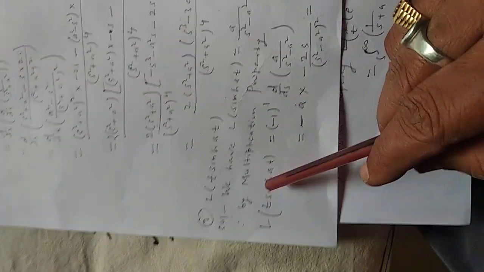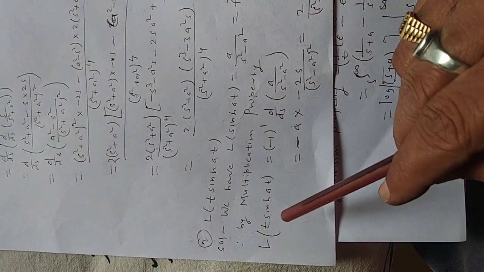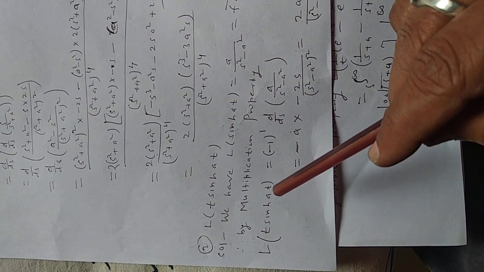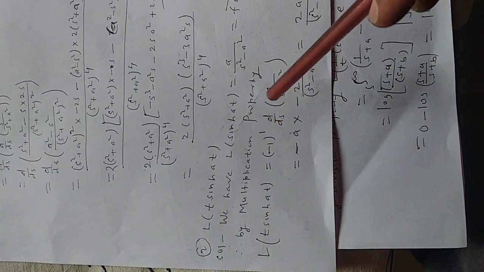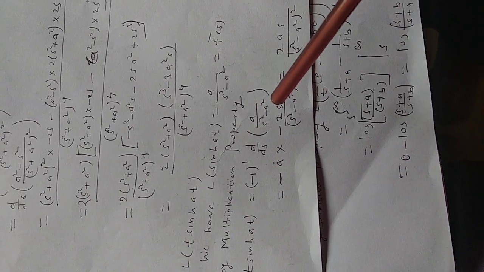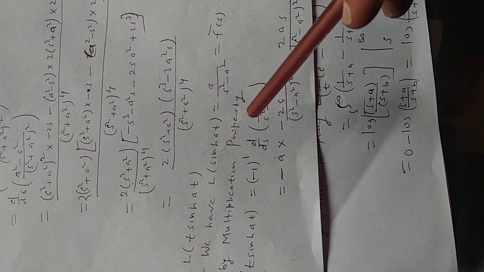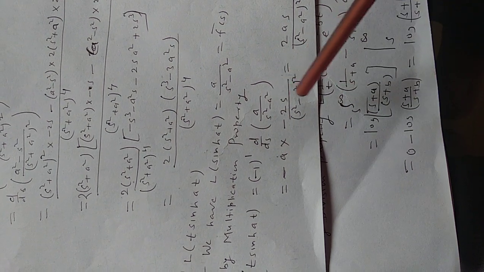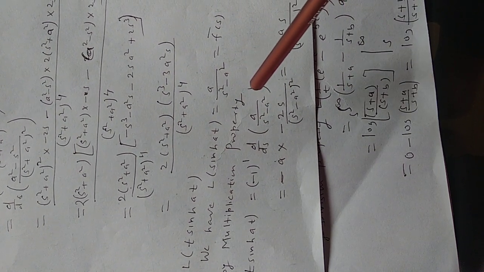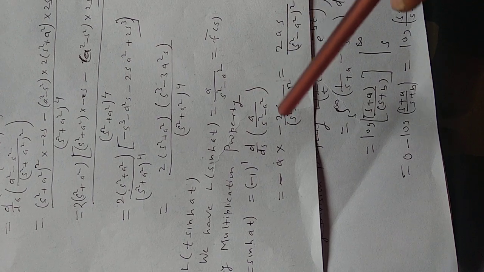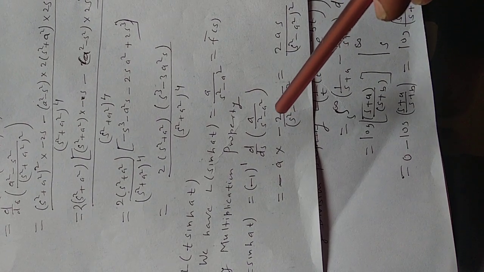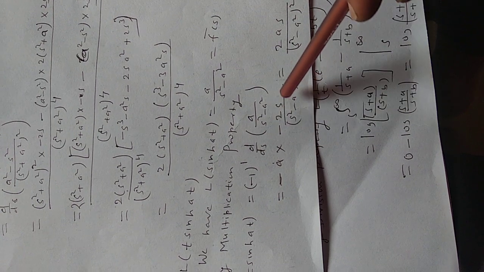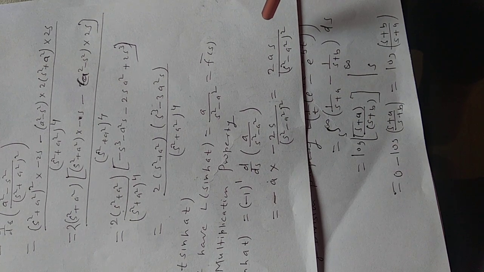And here power of t is 1, and therefore by multiplication property, Laplace of t raised to 1 sine hyperbolic at is minus 1 raised to 1 d by ds of a upon s square minus a square. So minus 1 raised to 1 is minus, a is constant, minus a, and its derivative is 1 upon s square minus a square, whole square, minus 1 upon s square minus a square, whole square, into derivative of s square minus a square, that is 2s, and the final answer is 2as upon s square minus a square, whole square.